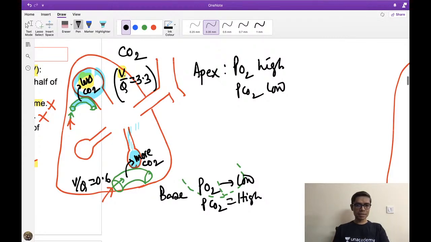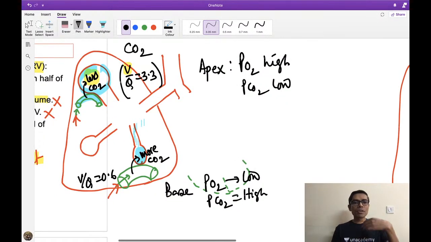What do you mean by this? This means more ventilation but proportionately less perfusion. If the ventilation is more, then more fresh air is going to enter the alveoli. More fresh air means more oxygen. But carbon dioxide is less, because carbon dioxide is not coming from the ventilation. Carbon dioxide is coming from the blood circulation. So two things you have to remember, at least these two basic things: oxygen is coming from the fresh air.